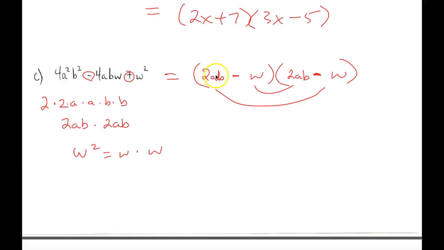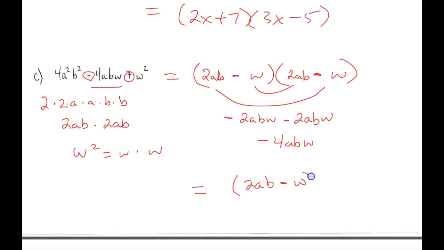So we have 2ab times a negative w, which is a negative 2abw. And then we have a negative w times 2ab, which is again minus 2abw. And negative 2abw minus 2abw is negative 4abw, which is exactly what we need right here. So we got lucky here. Therefore, our final answer is (2ab minus w) quantity squared, since we're multiplying the same thing by itself twice. Okay.